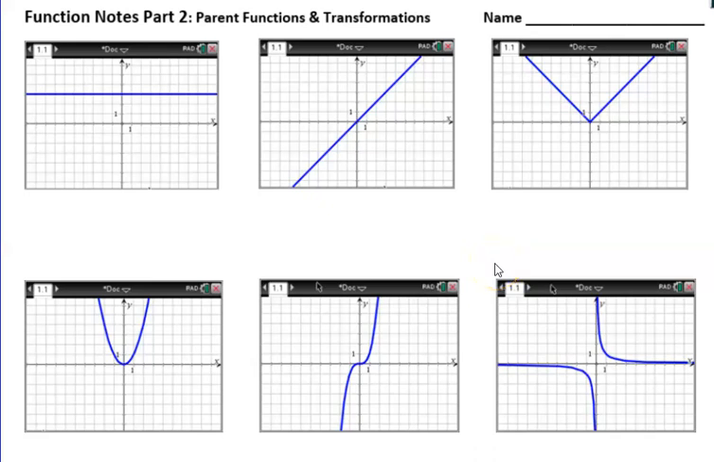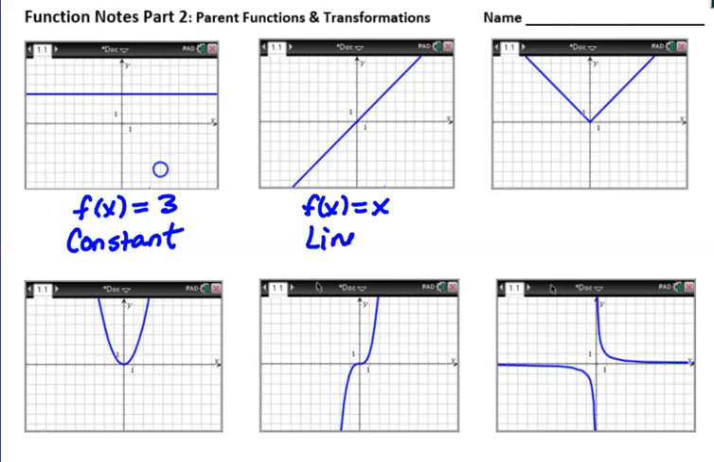One of the things you need to know for this unit is the names and equations for each of the parent functions, being the most basic function of every type. So you need to know these. This is the equation f of x equals 3. This could be any constant, and this is called a constant function because y is a constant number, always the same. This is f of x equals x and is the most basic linear function.